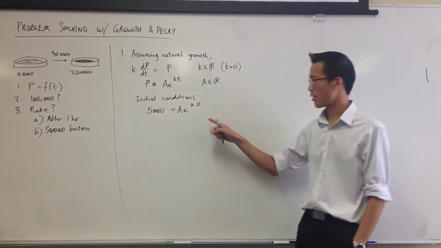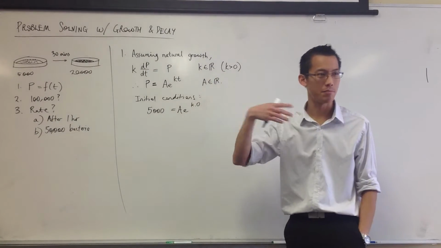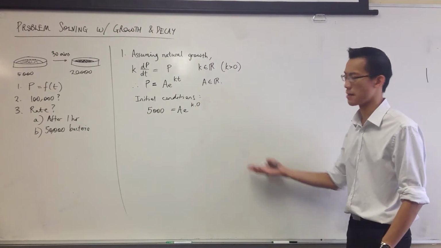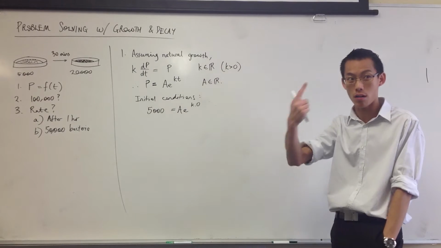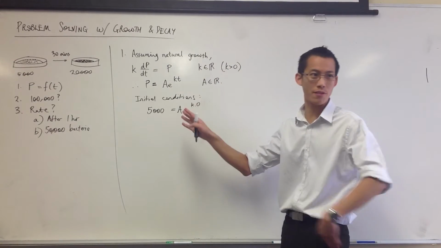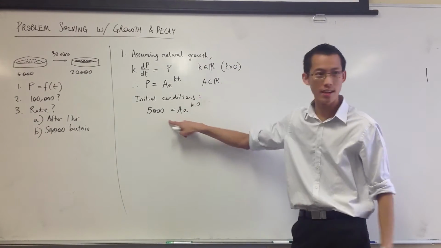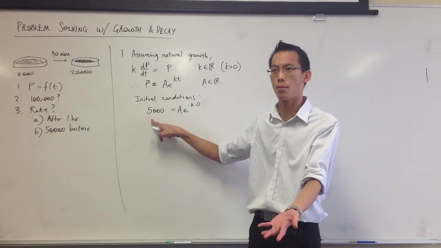Now you can see what's happening here. The K becomes trivial, it doesn't matter. E to the 0 is just 1, so this part just factors out of the equation. So therefore A is actually just our starting population.